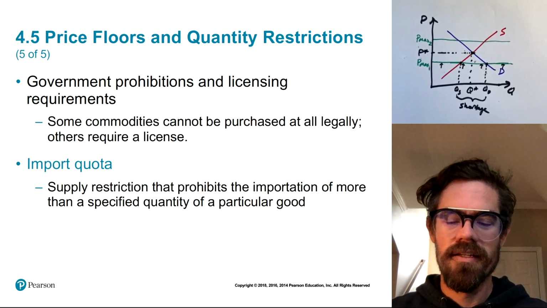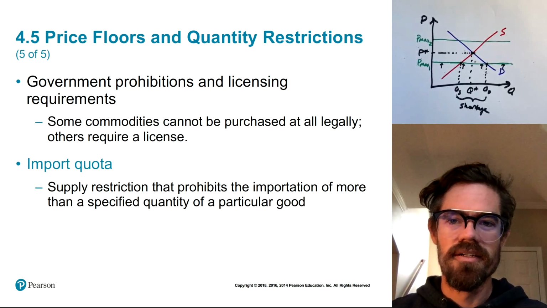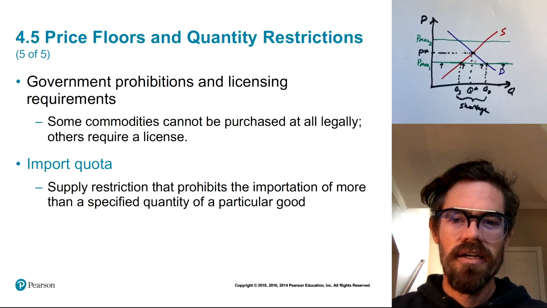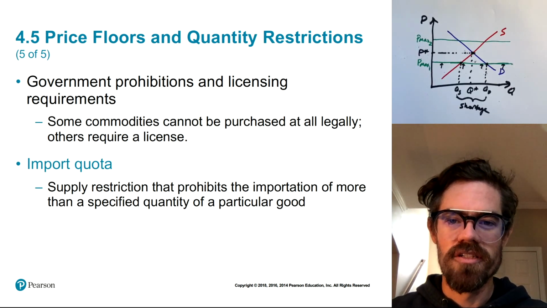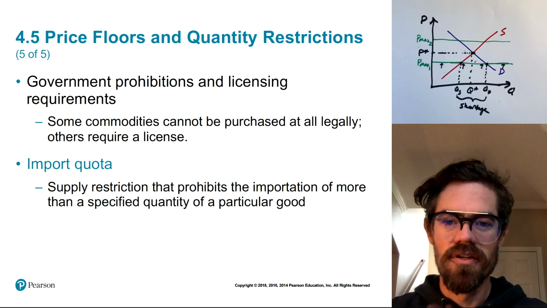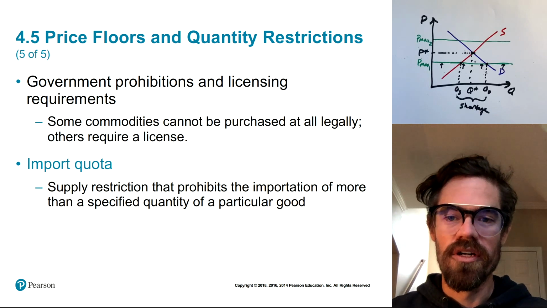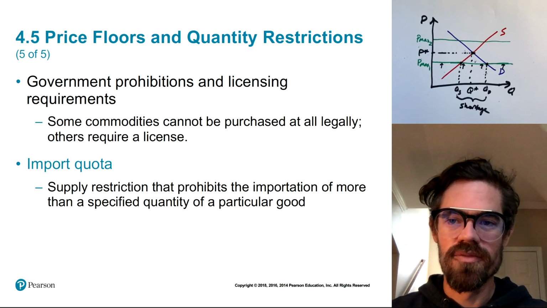All right, and then we're now just going to discuss a couple other ways that quantity restrictions can be imposed. So, government prohibitions and licensing requirements. This is where you have commodities that can't be purchased legally at all. So that's government prohibitions. And then also there are other instances where they can only be purchased legally if the seller has a license. One example of this would be doctors, right? Doctors need to be licensed, lawyers. So these are instances where there are basically quantity restrictions.